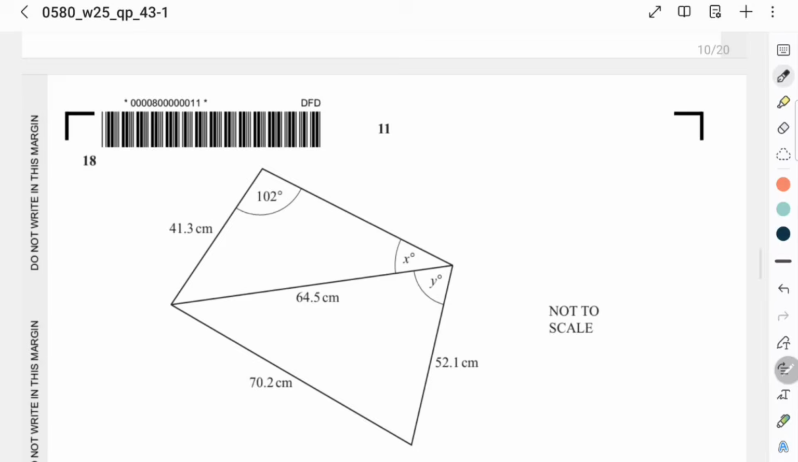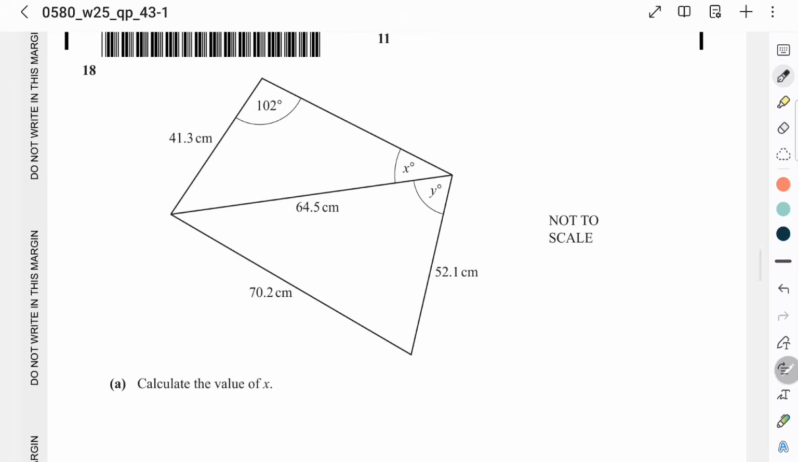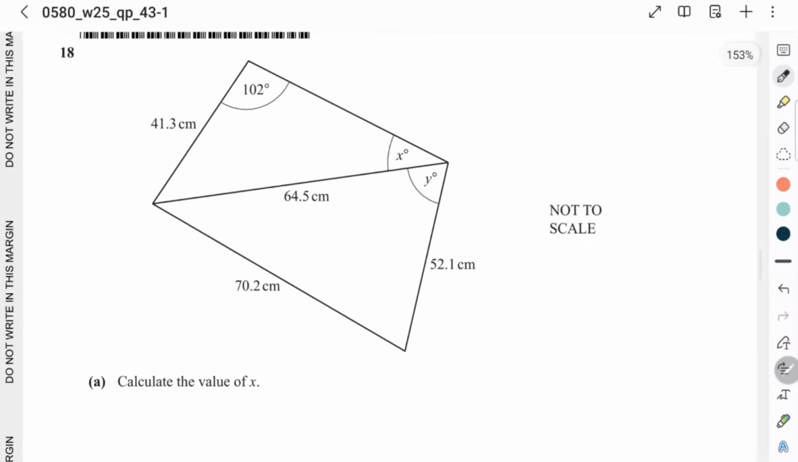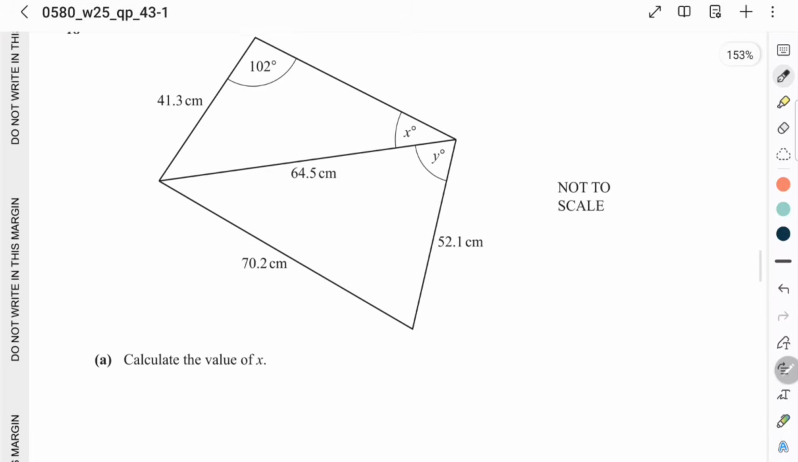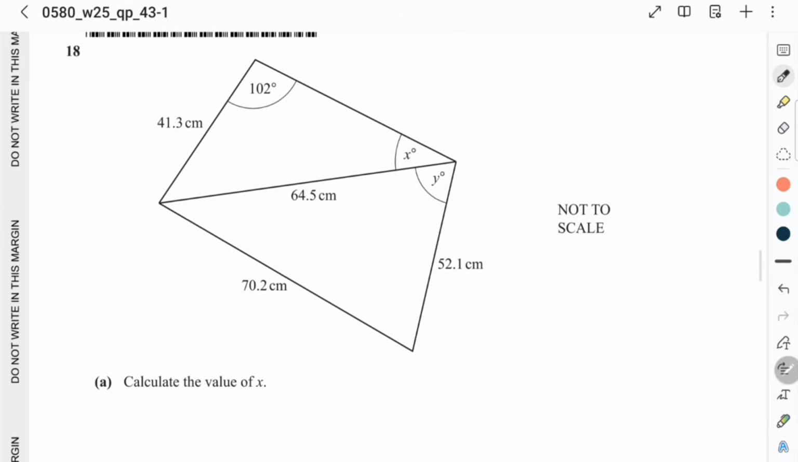The next question, question number 18, calculate the value of x. I've already calculated, so I'm just writing down all answers. You can calculate it as well with the help of the calculator. X is here in this triangle, where there are two sides and one angle. It means we'll have to use the sine rule. So sine rule: a over sine A equals b upon sine B equals c upon sine C.